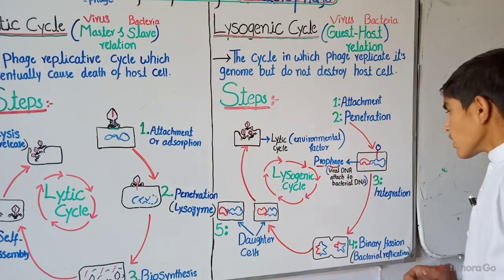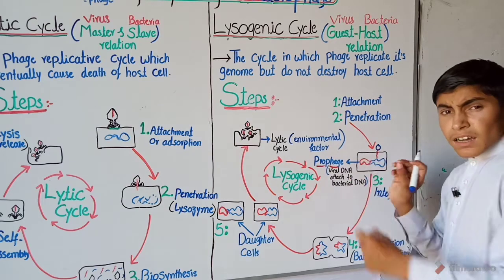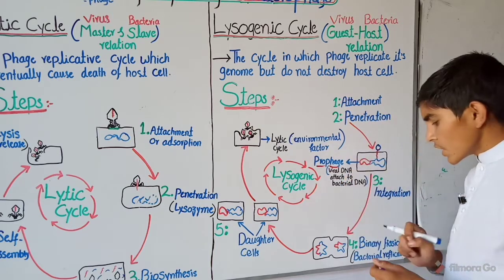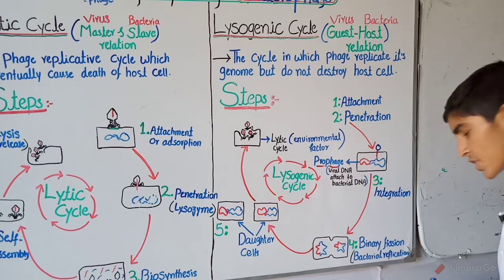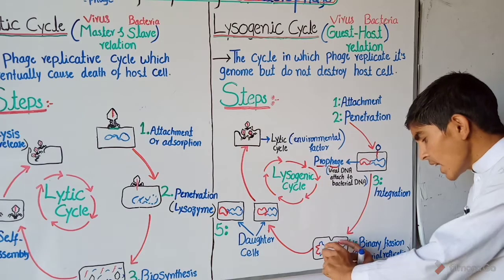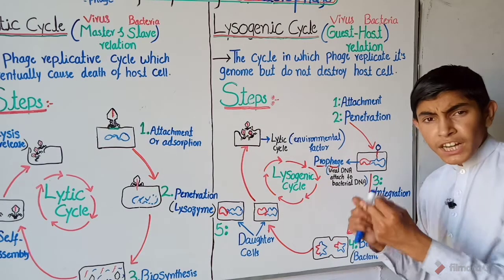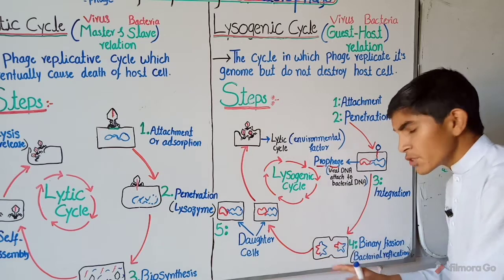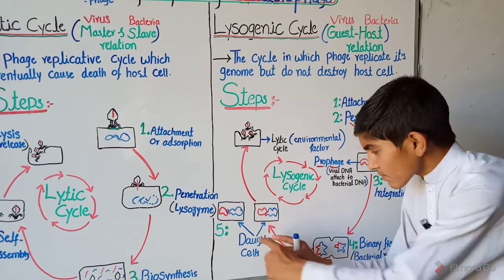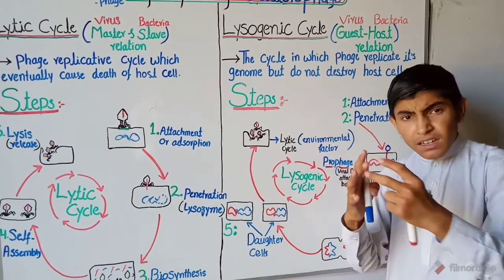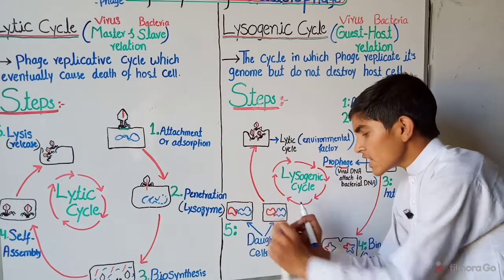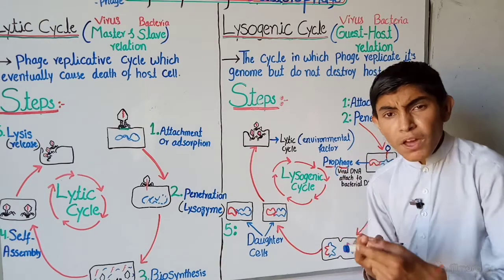Now it is clear that integration is the attachment of the viral genome with the bacterial genome. The fourth step is binary replication, which, as we know, is the replication of the bacterial cell. As the bacteria replicate themselves and their genome, the viral genome will also be replicated. This is the division step, complete division, in which two daughter cells are produced, and each daughter cell has the bacterial genome and the viral genome.